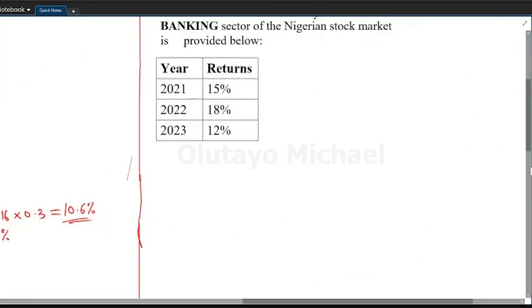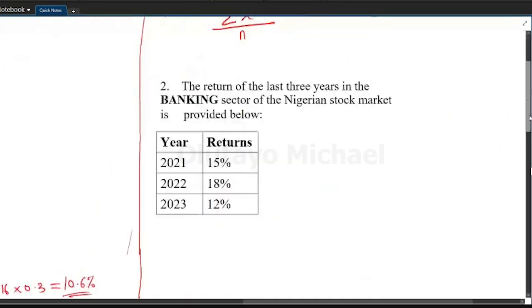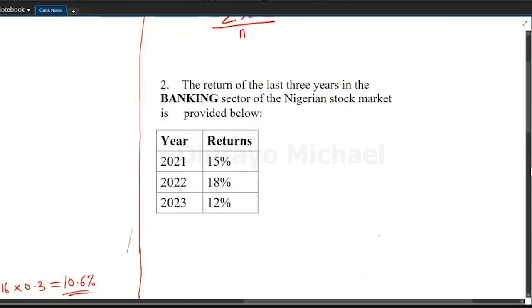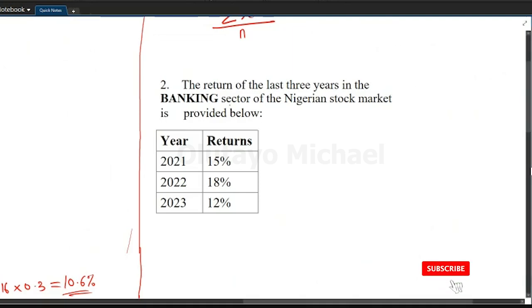All right, so we want to also examine the use of historical average, and that is summation x divided by n. The return of the last 3 years in the banking sector of Nigeria's stock market is provided below. Year 2021, 15% return, 2022 is 18% return, and 2023 is 12% return. So this represents our x. The return represents our x. The n represents the number of years.